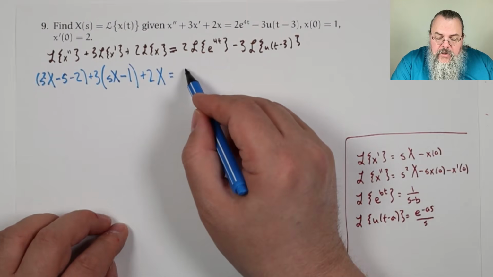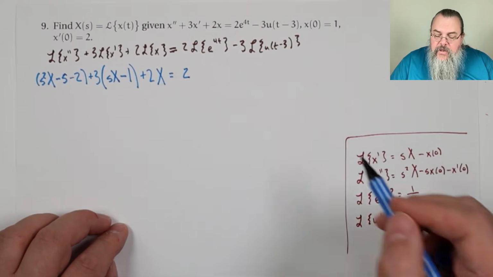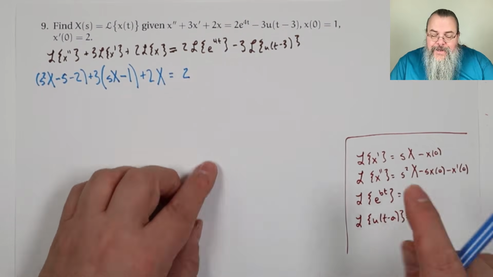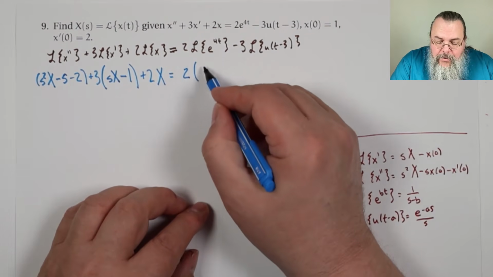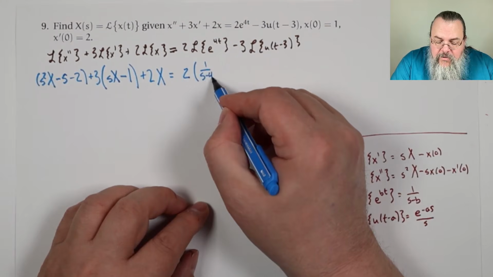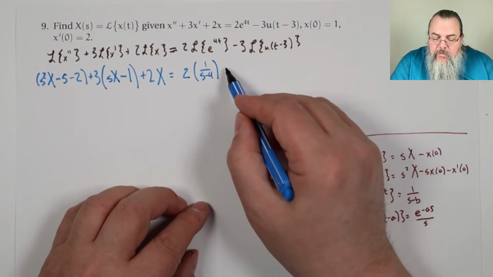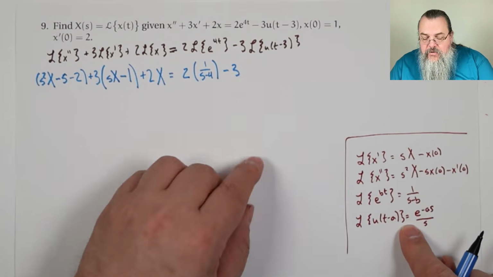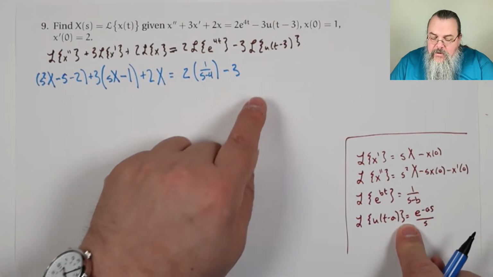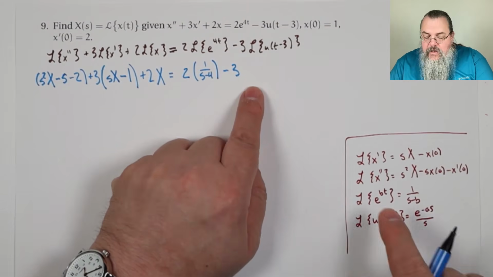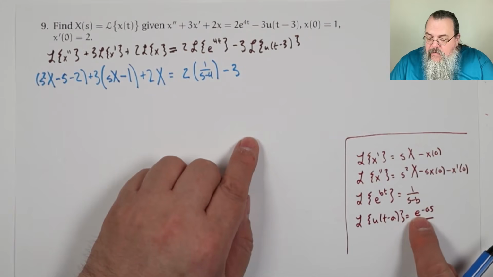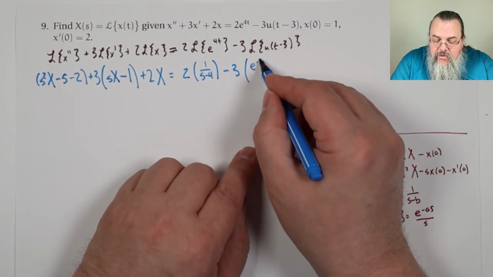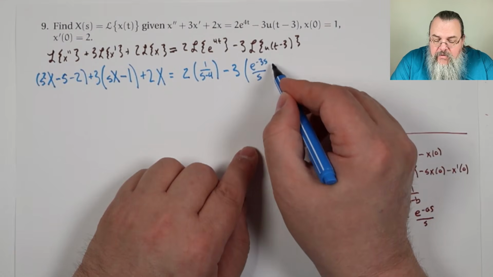Is equal to, well, 2. And then the Laplace of e^(4t), 1/(s-4). And then minus 3 Laplace of u(t-3). Well, what is that? Okay, a is 3. So that would be e^(-3s)/s. So, all right, e^(-3s)/s.